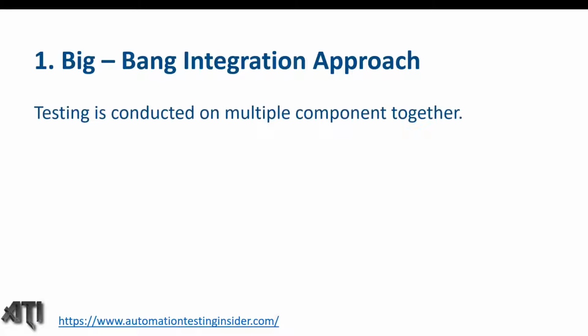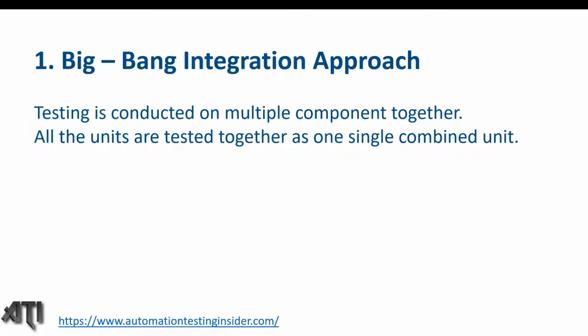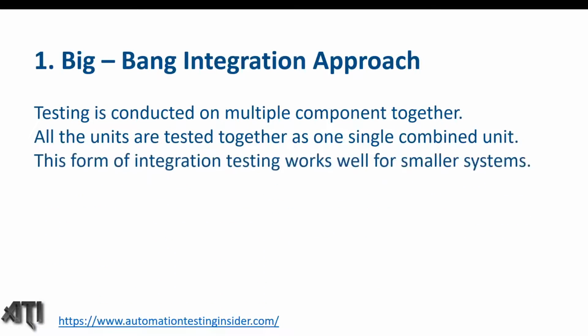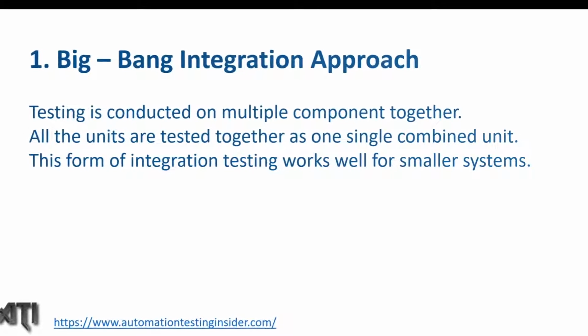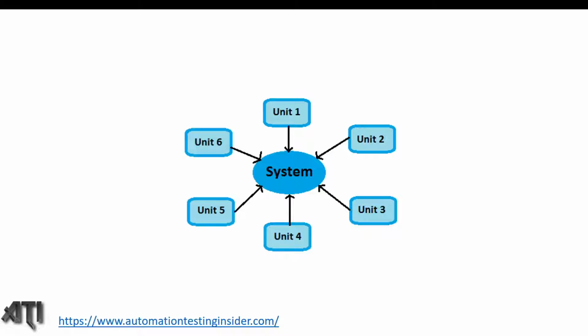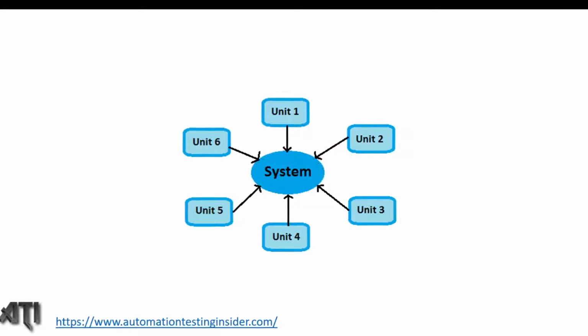So what is the big bang integration approach? Testing is conducted on multiple components together. All the units are tested together as one single combined unit. This is what I spoke about in the last slide. This form of integration testing works well for smaller systems. There are some limitations in the big bang approach, guys, which we'll discuss in the next slide. So this is the big bang approach: we have one system, all the modules and units are combined, and when we test, that is the big bang approach.